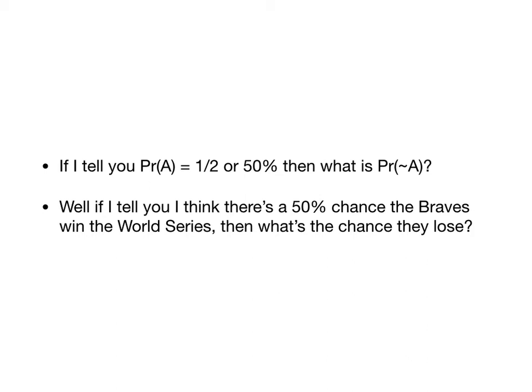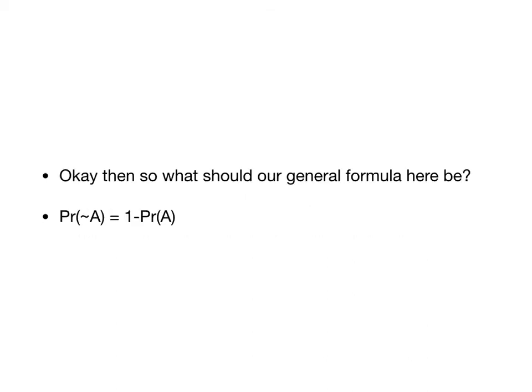So this gives you a general formula, right? The probability of not A is 1, remember 1's our highest number, minus the probability that A, right? Or you could think of this in terms of percentages. The probability that not A equals 100% minus the probability that A, however many percentage we give it.